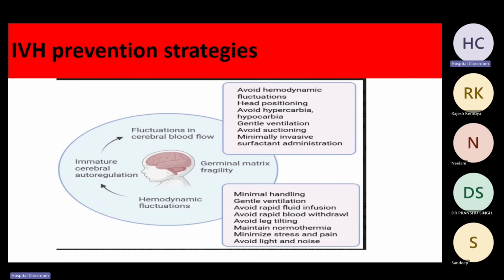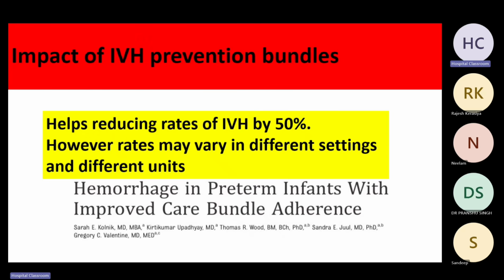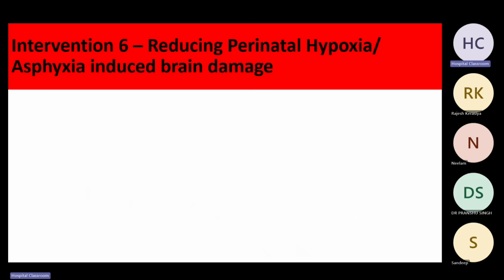Also, minimal handling, gentle ventilation, avoid rapid fluid infusions. So that is why we prefer to give all the antibiotics and this thing by infusion. Avoid rapid blood withdrawal, leg tilting, maintain normothermia, minimize stress and pain, and minimize light and noise. So all these interventions, when done together, they help to decrease the chances of IVH. There have been many studies which have used this IVH prevention bundle, and most of them have shown that it helps in decreasing the chances of intraventricular hemorrhage by close to 50%. Of course, the results may be different in different units.